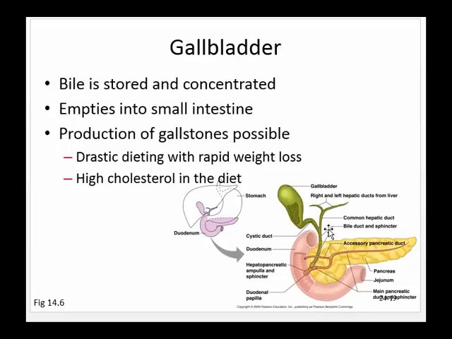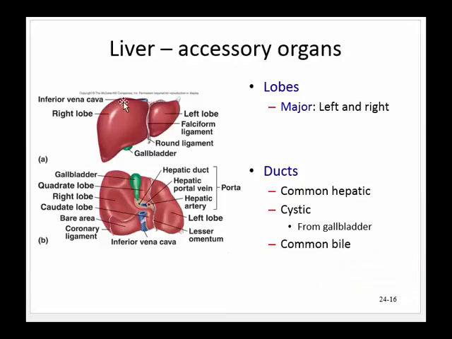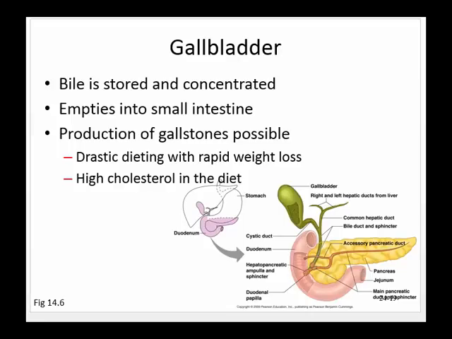Next we have the gallbladder, and the gallbladder actually sits behind the liver. So if we look at this picture here, back of the liver, here's the gallbladder tucked up behind it. And the gallbladder is very small, but it packs a lot of punch.